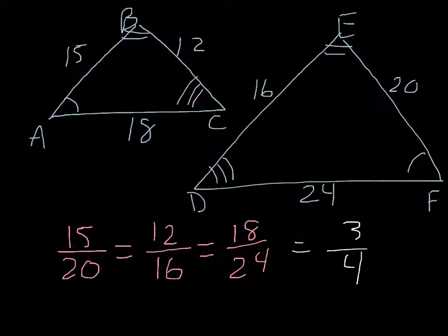What triangles are similar? Give me a similarity statement. Triangle ABC is similar to triangle FED. Very good. So we could write triangle ABC is similar to triangle FED. Good. Does that make sense?